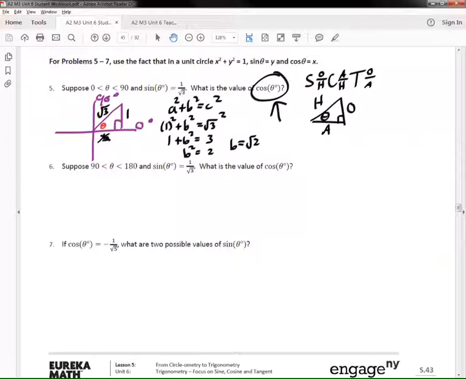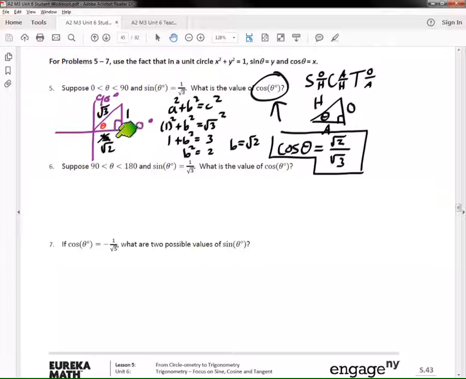So if this is the square root of 2, can you guys now tell me what cosine is? Cosine of this angle equals? What's the adjacent? Root 2 over? What's the hypotenuse? Root 3. So that's how you do it when you're not inside of a unit circle. And we're not inside of a unit circle here because the hypotenuse is rad 3. Does this make sense?